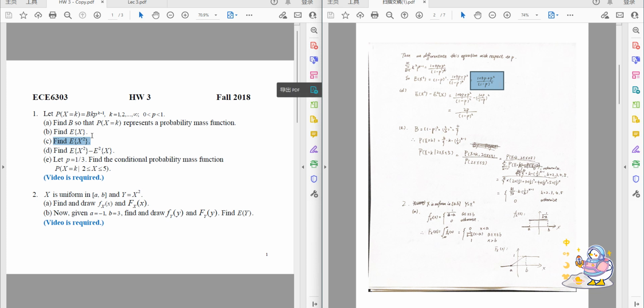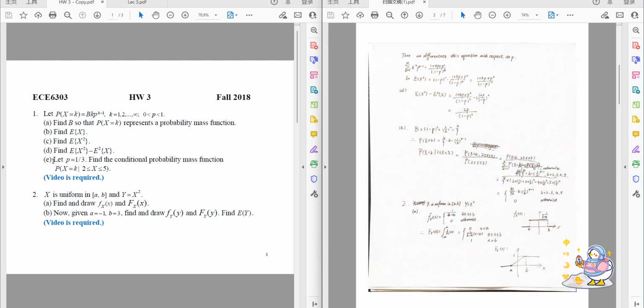Okay, the fourth problem is to find the expectation of x squared minus the square of the expectation of x, which actually is the variance. We can just use the results of the second problem and the third problem. So we get this. This is the result: 2p divided by (1 minus p) squared.